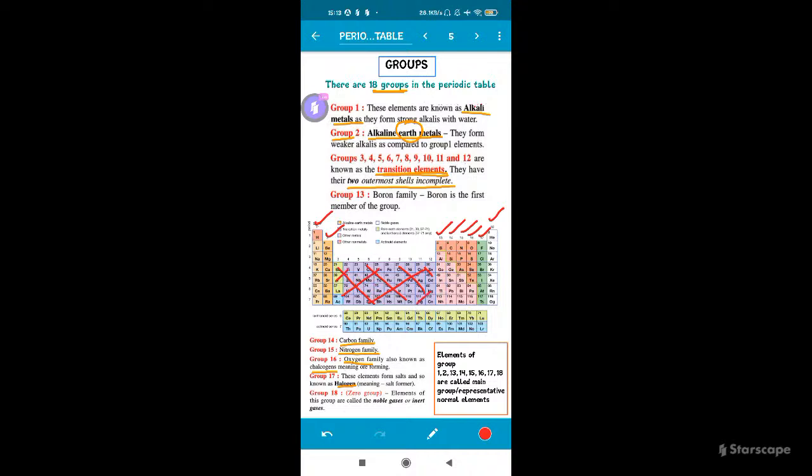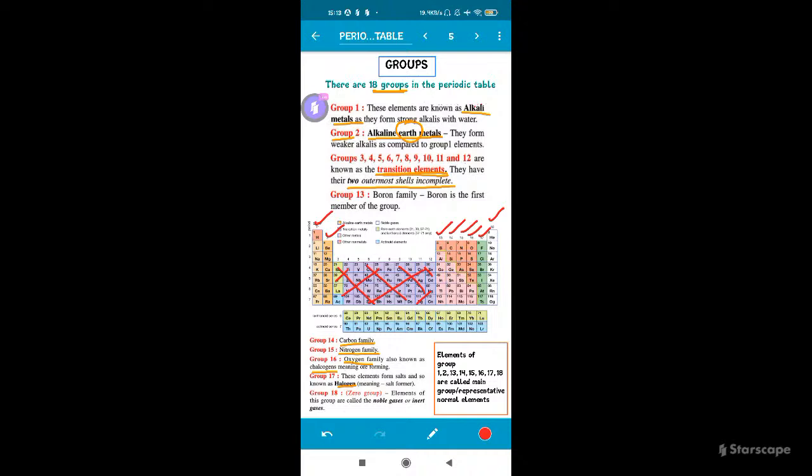So these groups which I have ticked, these elements in these groups are known as main group elements or representative or normal elements. So these are called normal because their properties are quite understandable from your understanding level right now. But for understanding the transition elements, you require a little bit more understanding power. So we are just going to learn about group 1 and 2 and then group 13 to 18.